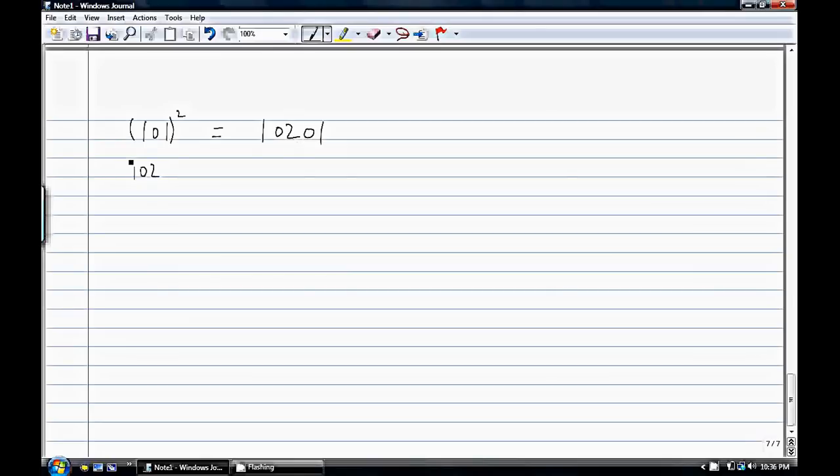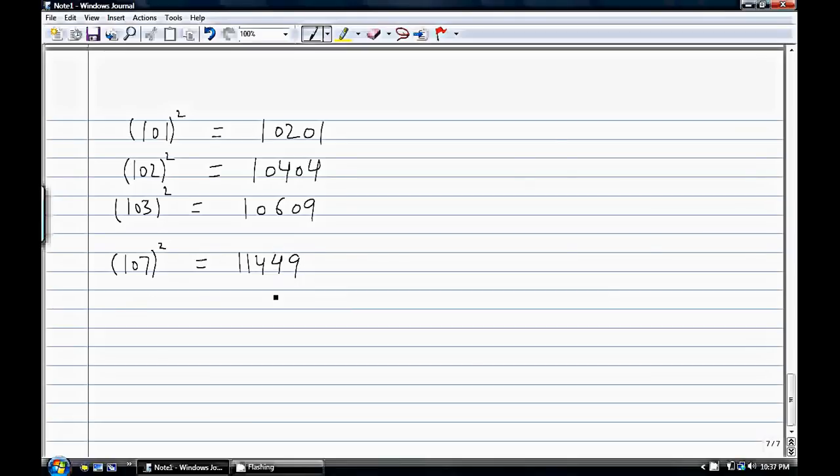If it's 102, then I multiply 2 by 2, that is 04, and then 2 square is again 04. Similarly, 103 square is equal to 10609. 107 square is equal to 7 times 2 is 14, so 114, and 7 square is 49.